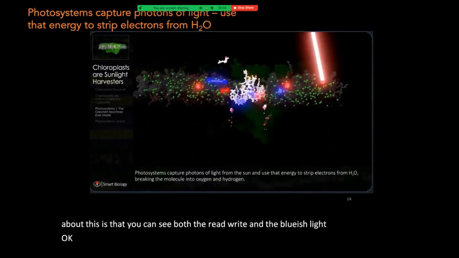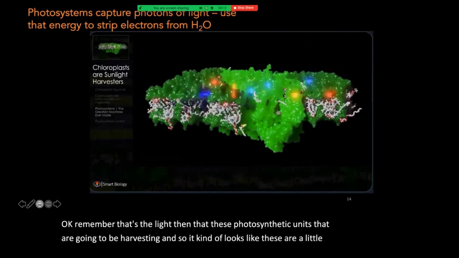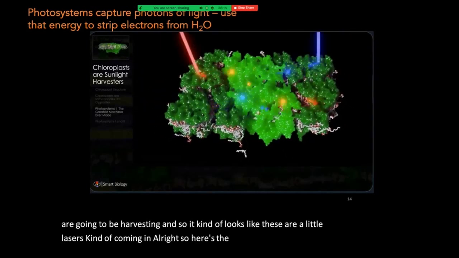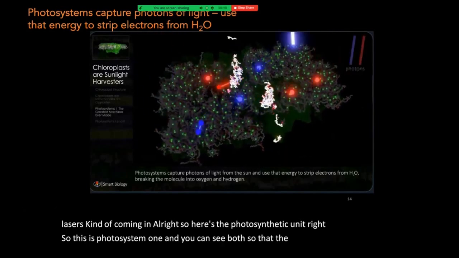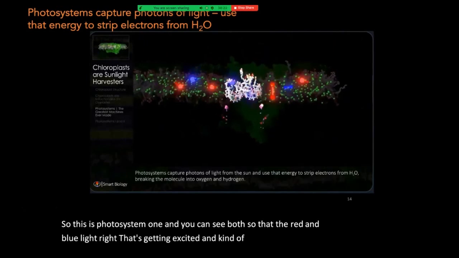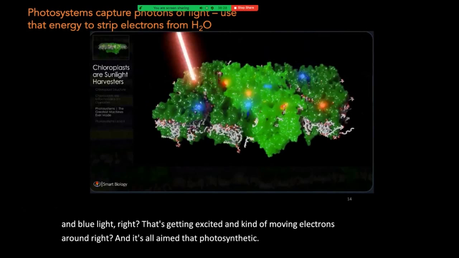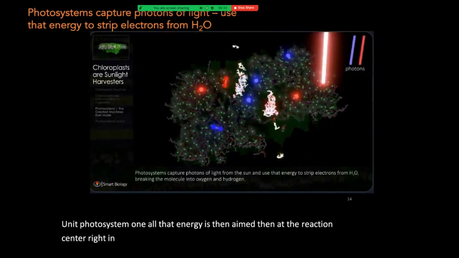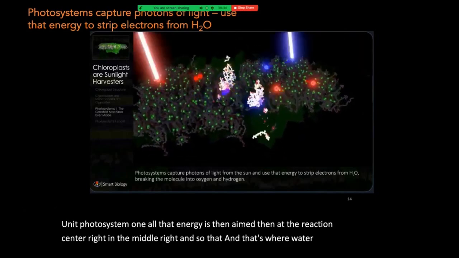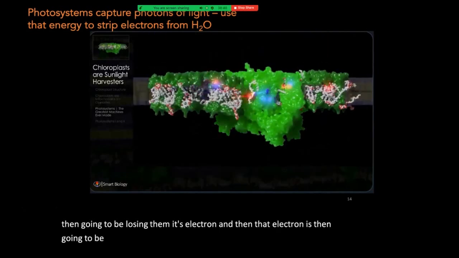Remember, that's the light that these photosynthetic units are going to be harvesting. It kind of looks like little lasers coming in. All right, so here's the photosynthetic unit. This is photosystem 1. You can see both the red and blue light getting excited and moving electrons around. All of that energy in photosystem 1 is aimed at the reaction center right in the middle. That's where water is going to be losing its electron, and then that electron is going to be used in the electron transport chain, okay?